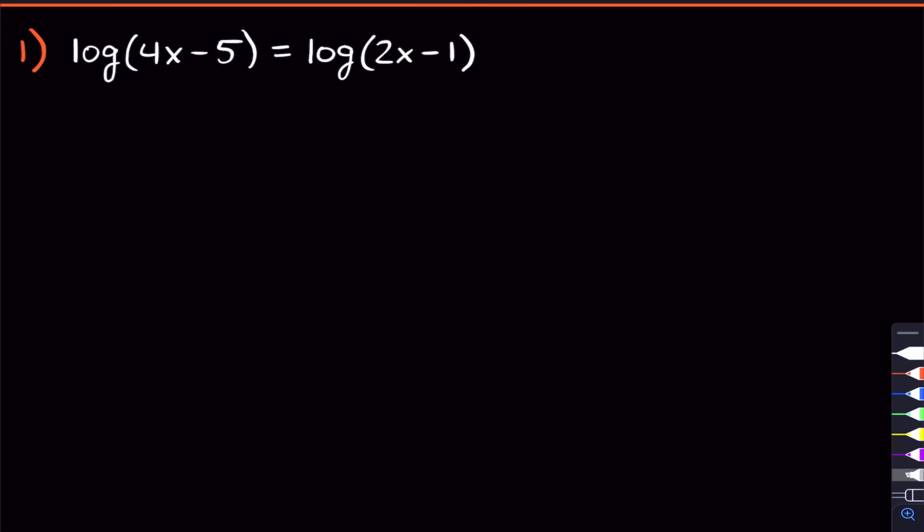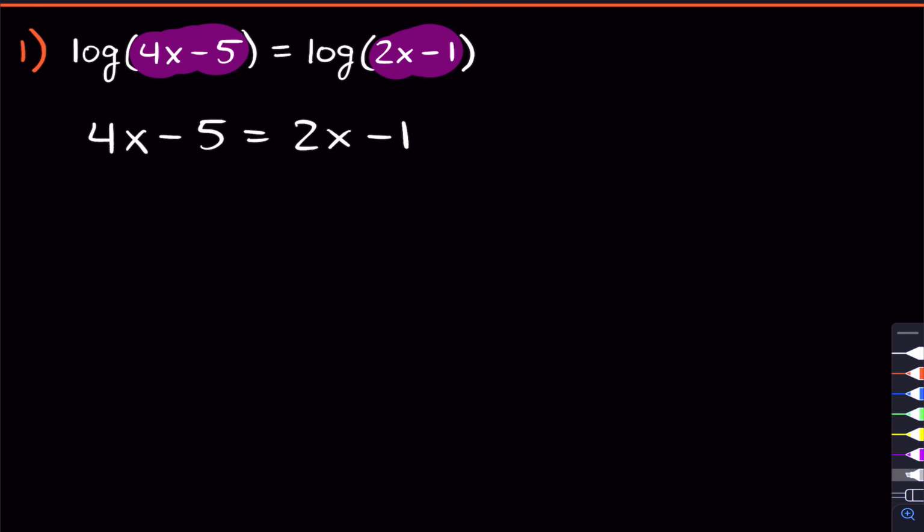So starting with this first problem, we have the log of 4x minus 5 is equal to the log of 2x minus 1. So how are we going to solve a log equation like this? Well, this is honestly the nicest kind of log equation because the only way for these two logs to be equal is if their arguments are equal: if 4x minus 5 equals 2x minus 1. You'll notice I use the word arguments there. The arguments of the logs are the things that you're taking the log of, so 4x minus 5 and 2x minus 1 here.